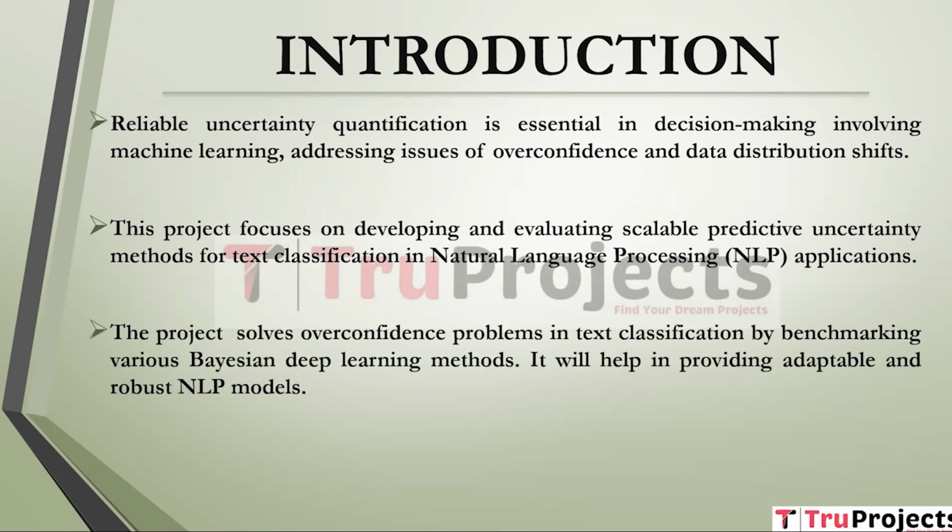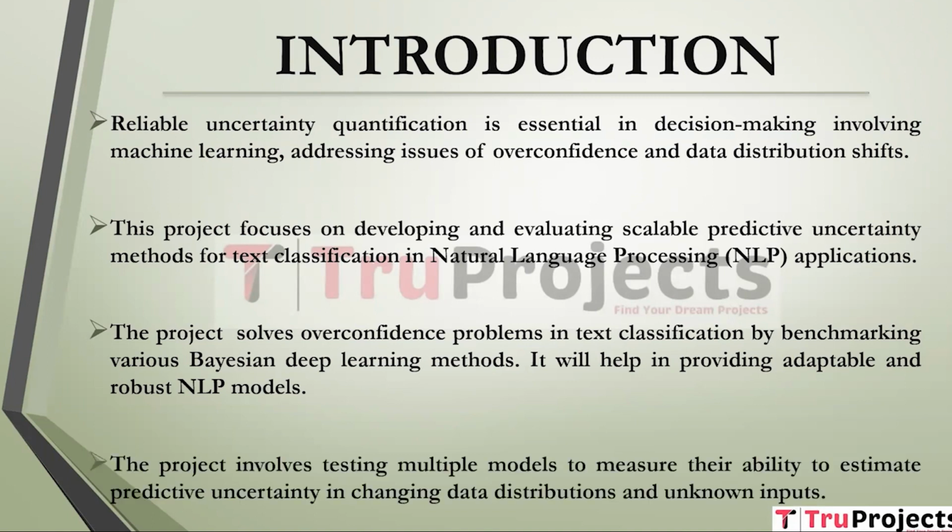The project tackles overconfident predictions in text classification caused by data distribution shifts. It aims to make NLP models more robust by benchmarking scalable Bayesian deep learning methods, ensuring they adapt to changing data patterns and convey uncertainty when faced with new text categories or distribution shifts. The project involves testing multiple models including Naive Bayes, BERT, RoBERTa, GRU, LSTM, CNN, and Ensemble model.